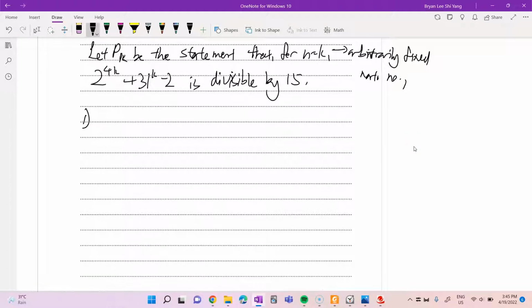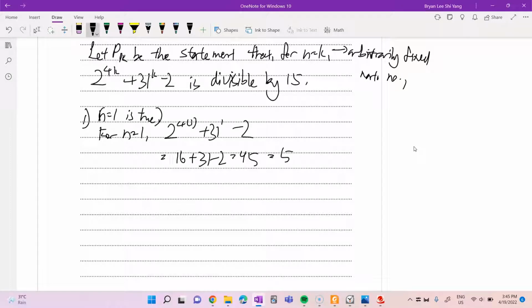This would be the first thing that I would write, but this is not the first step. The first step is to verify that n equals 1 is true. So for n equals 1, 2 to the 4 times 1 power plus 31 times 1 minus 2 equals 16 plus 31 minus 2 equals 45, which is obviously a multiple of 15. So P(1) holds true. This is the statement, remember? Okay, P(1) holds true.